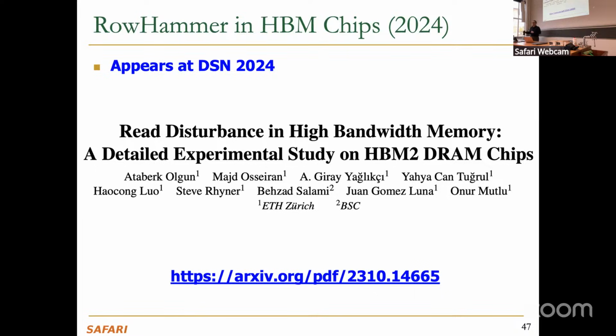But maybe people will figure out that for future chips that are more tightly integrated in a 3D manner, there are different kinds of effects, or maybe RowHammer becomes worse or better. It remains to be seen, basically.